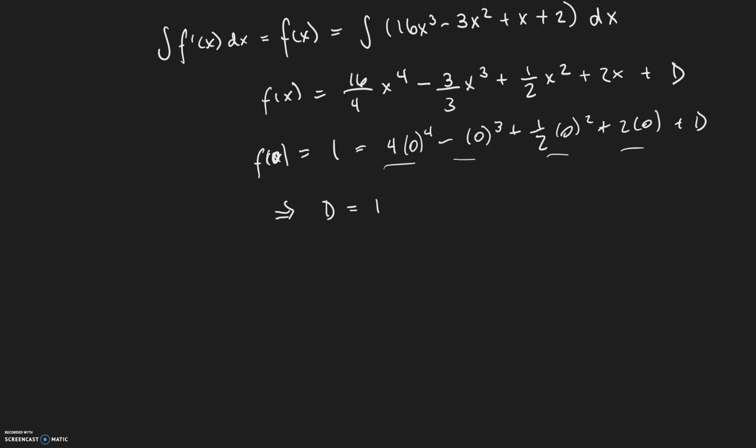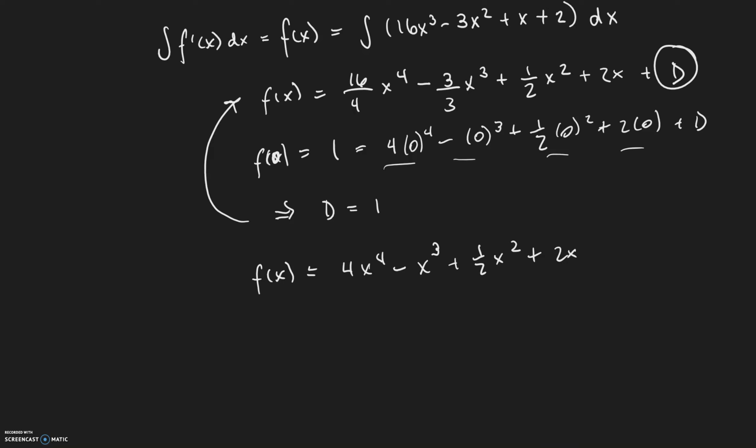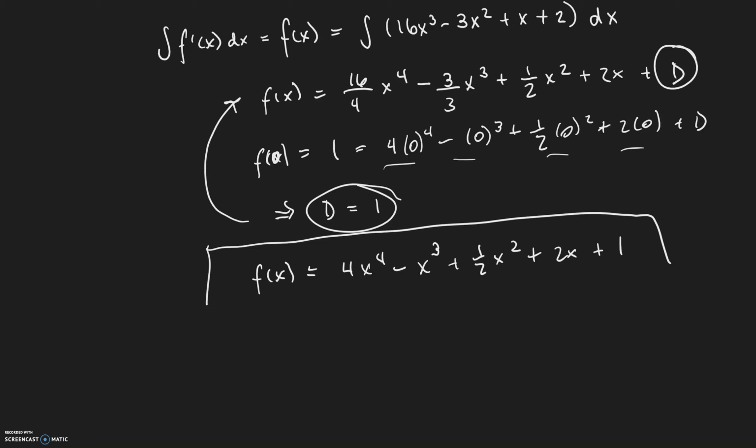So altogether, when we plug this in, we have that f of x is equal to 16 over 4 is 4, x to the 4th minus x cubed plus 1/2 x squared plus 2x, and then instead of d, we found that d is equal to 1, so plus 1. And that is going to be our answer.